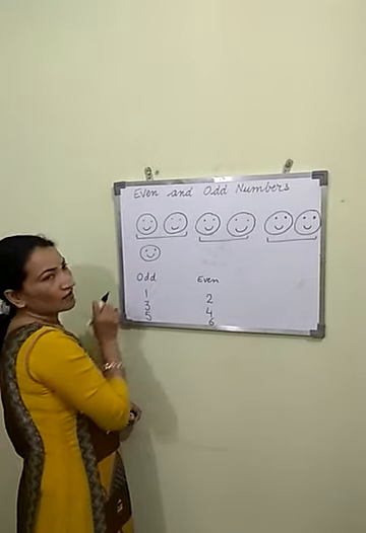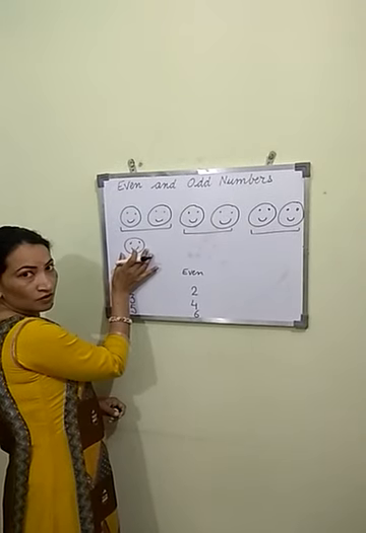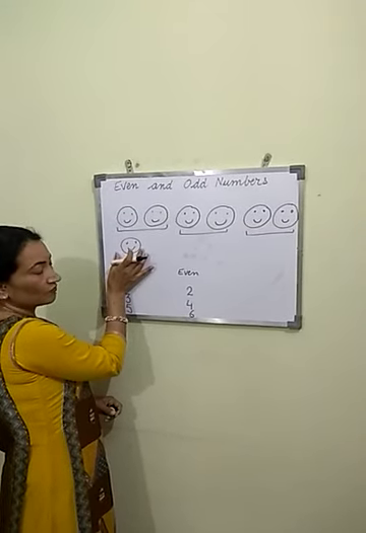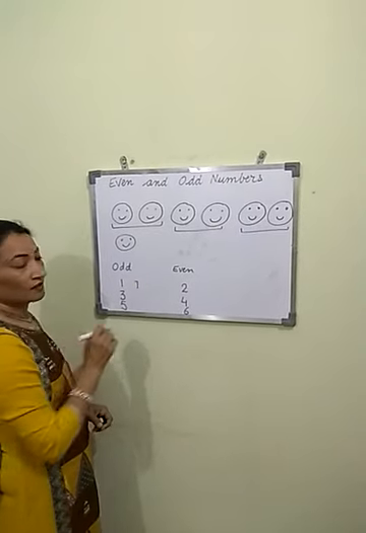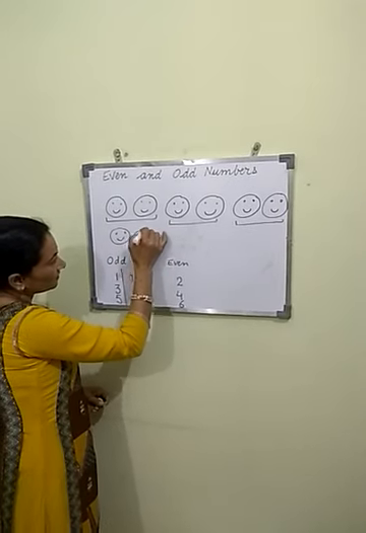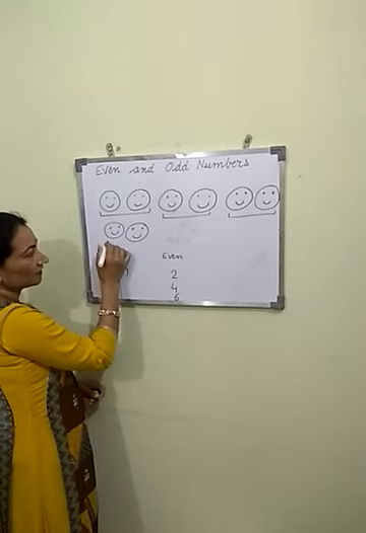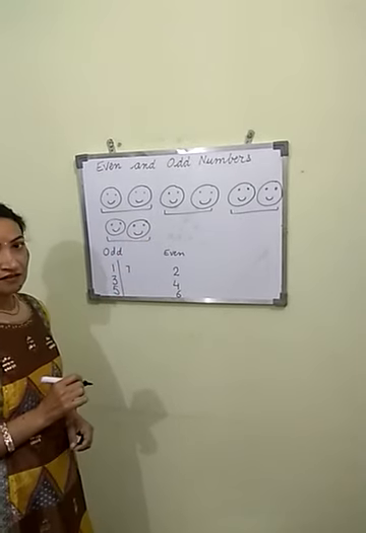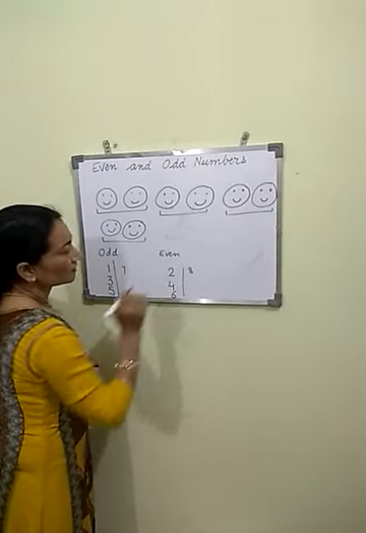Now Mr. 7 comes. He is alone, not having a pair, feeling odd. 7 will come in odd. Now Mr. 8 comes. Now 7 and 8 will make a pair and they are happy. Means 8 will come in even numbers.